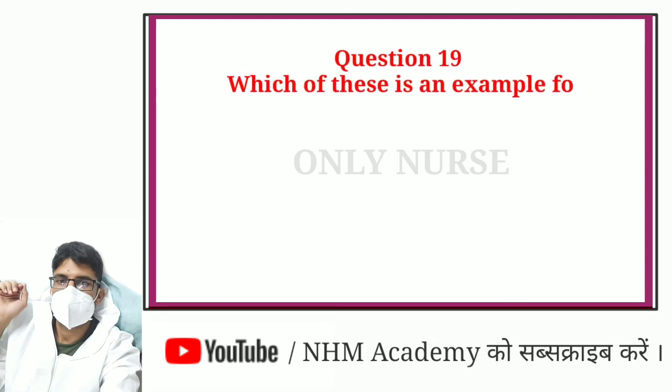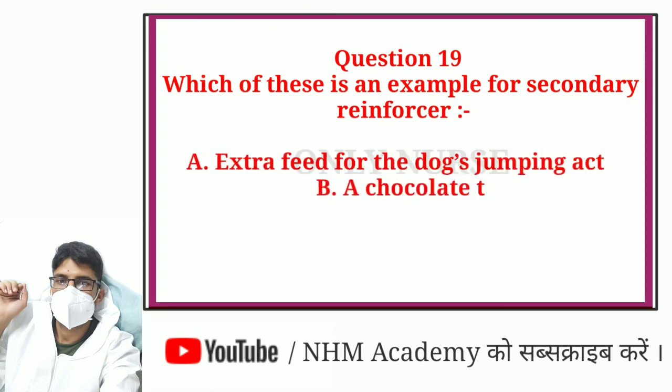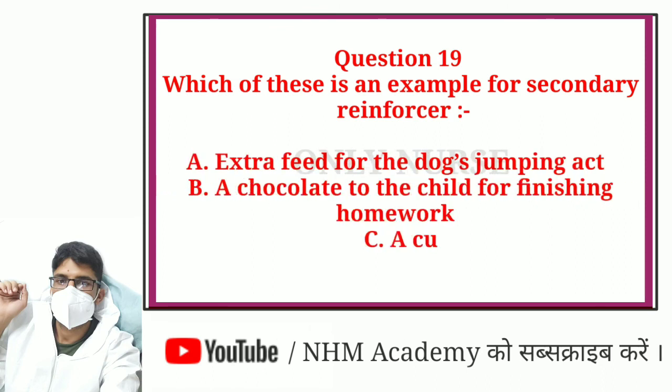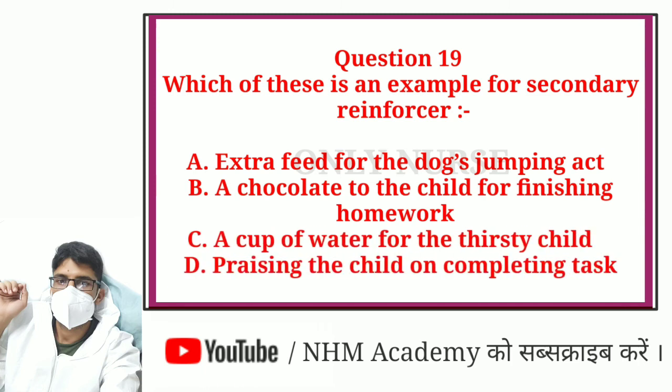Question 19. Which of these is an example for secondary reinforcer? Options: A. Extra feed for the dog's jumping act. B. A chocolate to the child for finishing homework. C. A cup of water for the thirsty child. D. Praising the child on completing task. Right answer of this question is option D. Praising the child on completing task.